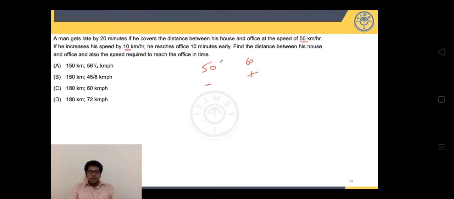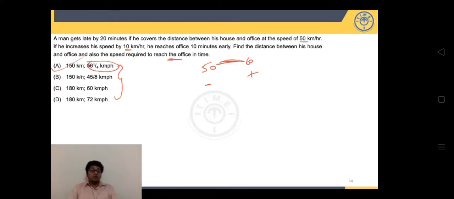So I should travel at some speed between 50 and 60 for me to reach on time. So simple. What is the question? Distance and the speed required to reach the office on time. So my speed should be between 50 and 60. How many options are having the speed between 50 and 60? There's only one option. You can just tick this option, move on to the next question.